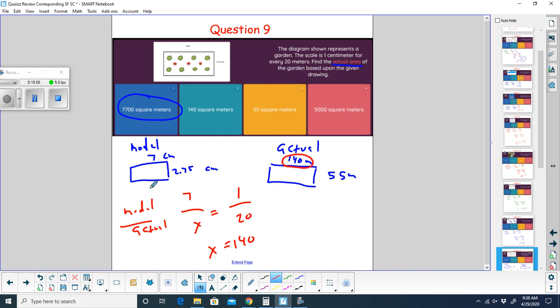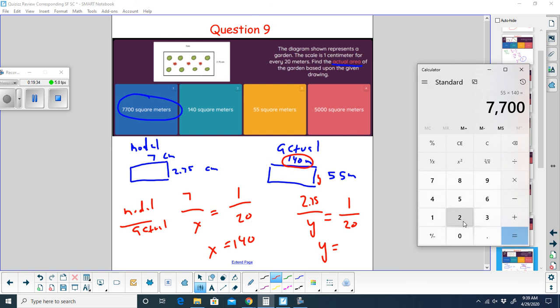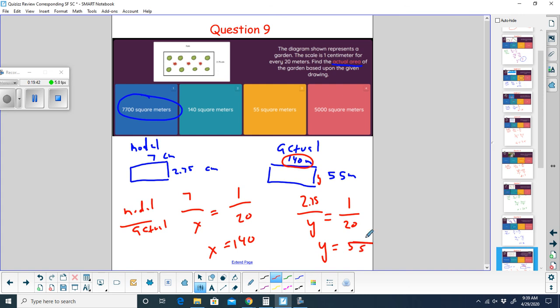And the same thing would have happened here. If I used 2.75 in the model, goes with a number we don't know, I'll call this y in the actual, gives us a scale of 1 to 20. You would see 1 times y is y, 20 times 2.75 we already did before, but I'm going to show you again. 20 times 2.75 gives us 55 in the actual, so we would have gotten this side length here, 55.